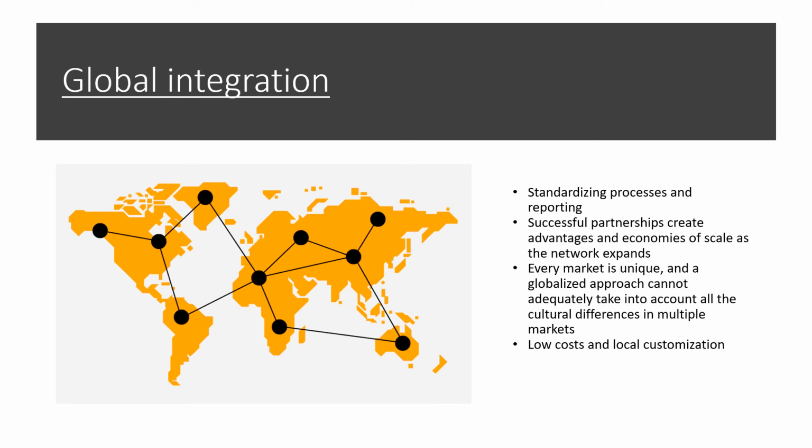Global integration aspects include standardizing processes and reporting, as well as establishing successful partnerships to create advantages and economies of scale as the network expands. Every market is, however, unique, and a globalized approach cannot adequately take into account all the cultural differences in multiple markets. We consider the two most important drivers in the fast food business to be low costs and local customization.